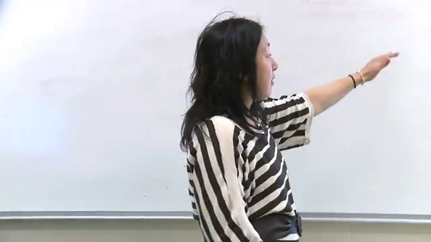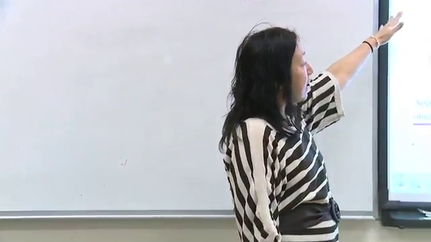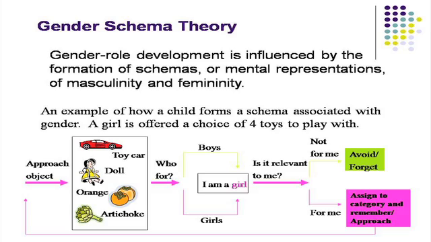So gender schema theory, meaning gender role development is influenced by the formation of schemas or mental representations of masculinity and femininity. So here's an example, okay, of how a child forms a schema associated with gender. A girl is offered a choice of 4 toys to play with. There are 4 toys right here, toy car, doll, and somehow they put orange and artichoke, okay? So who for? Boys or girls?